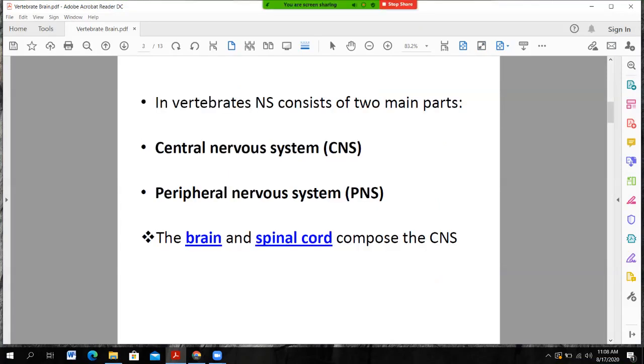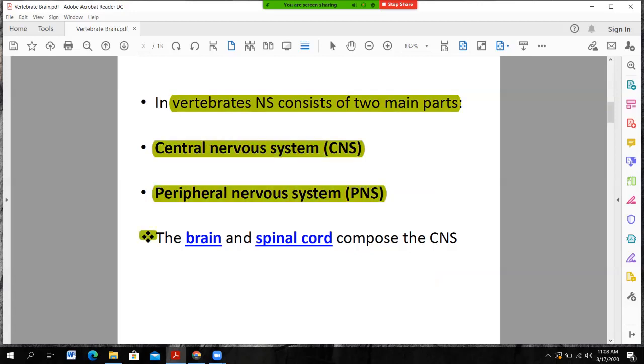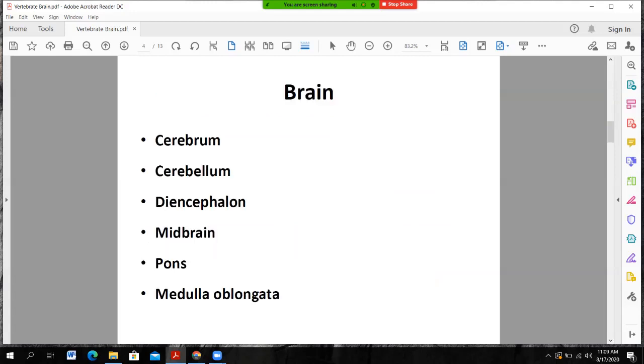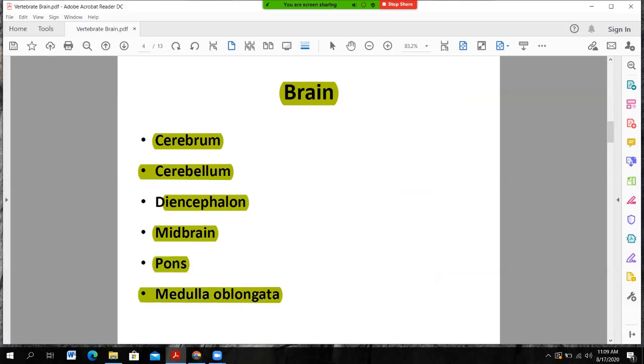You know that the vertebrate nervous system consists of two important parts. One is the central nervous system. The second one is the peripheral nervous system. And you know that the brain and spinal cord are the important parts of the central nervous system. The brain consists of important parts like the cerebrum, cerebellum, diencephalon, midbrain, pons, and medulla oblongata. These are the important structures which are found in the brain.